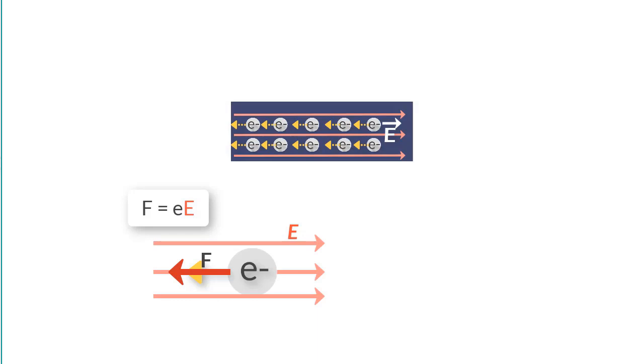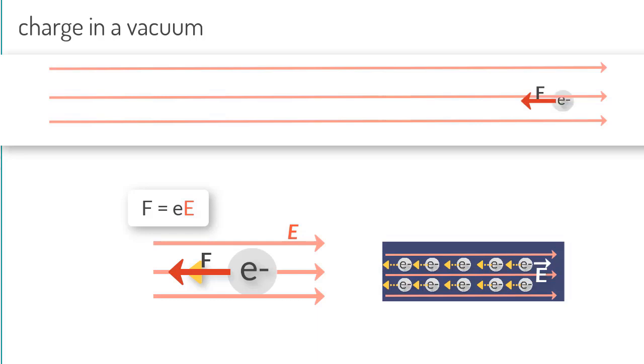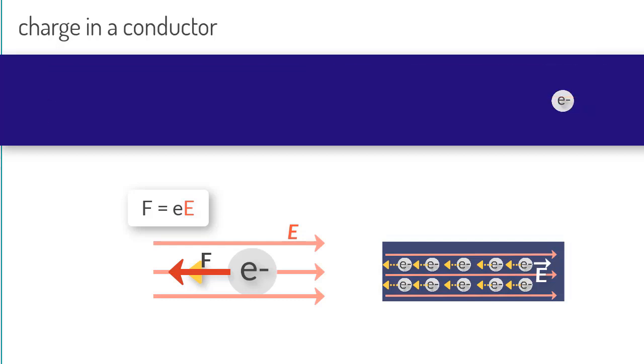Now, if this electron was in vacuum, we know that the force F would have accelerated the charge and it would have gathered speed, but this does not happen when the charge is in a conductor. That is, the electron does not speed up. The reason for this is quite simple.